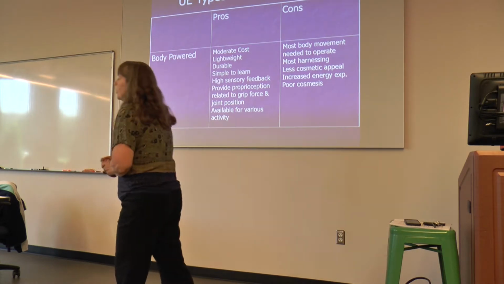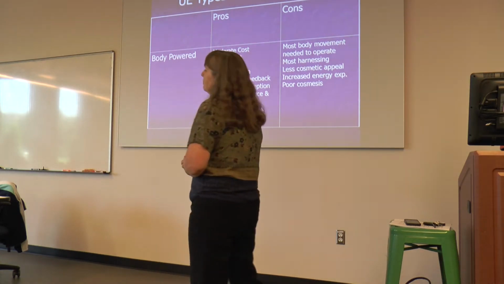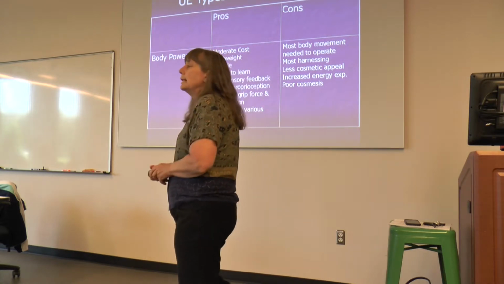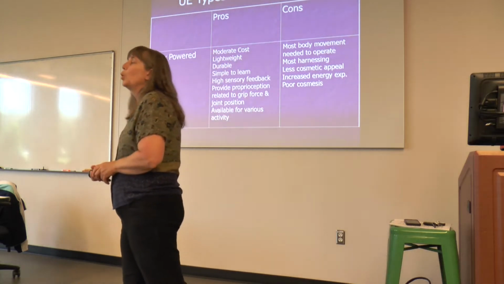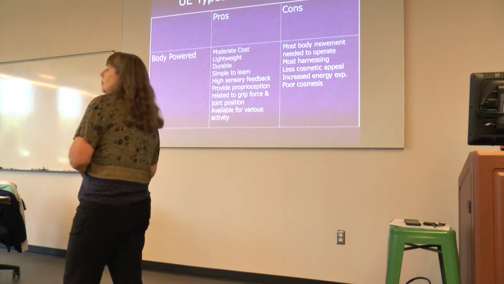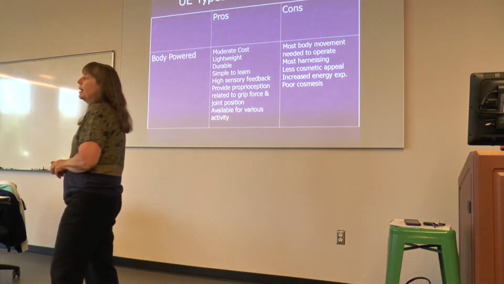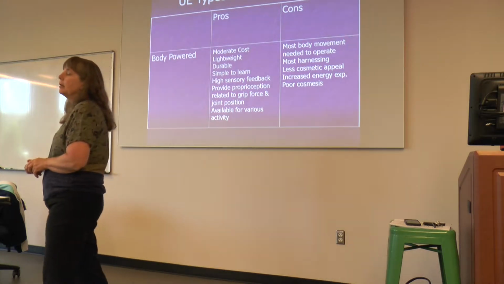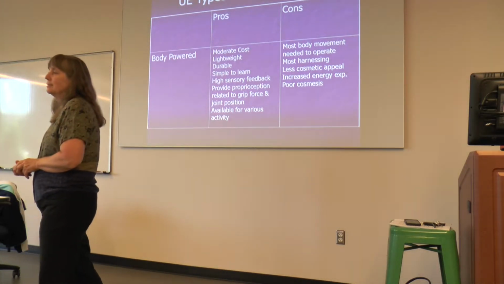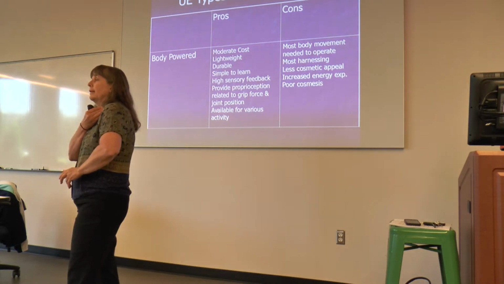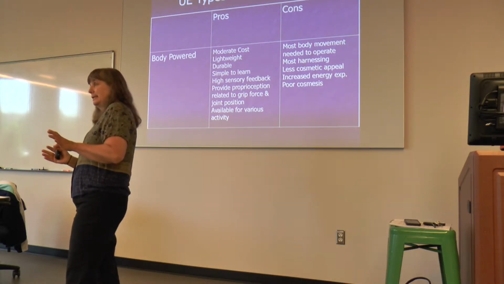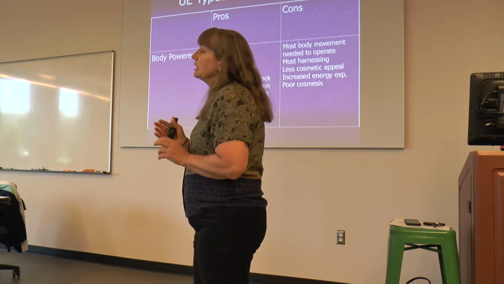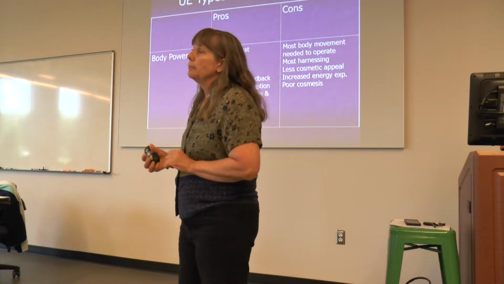Okay, body power. Body power has a moderate cost, depending on the level. So let's go up to the forequarter. A body power that is fully body powered, not hybrid between parts, you are still looking at around $60,000 to $100,000 for a forequarter. That's the scapula and everything is missing, okay? They are lightweight, especially in comparison to the myoelectric.